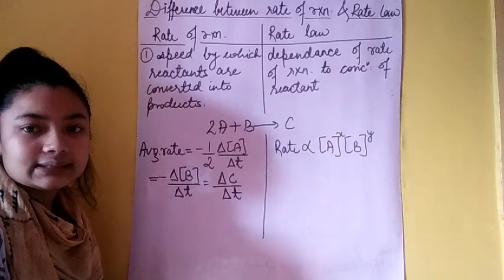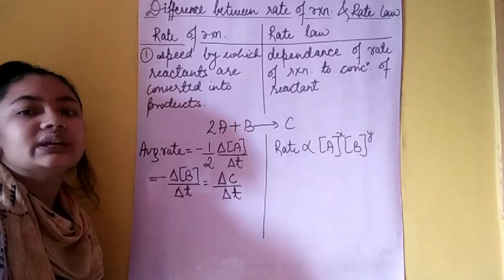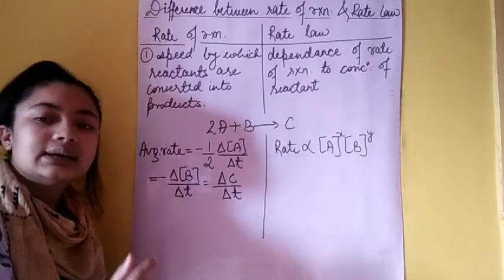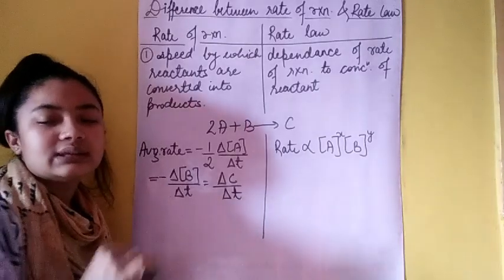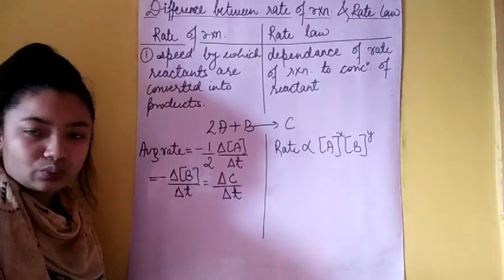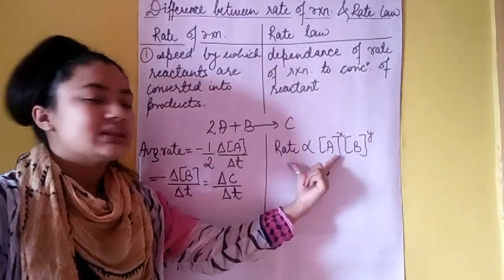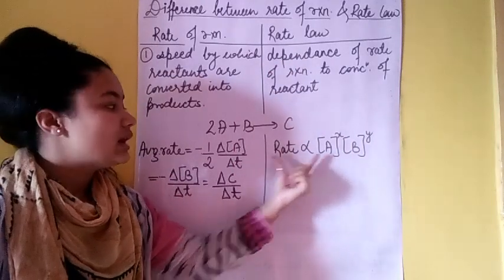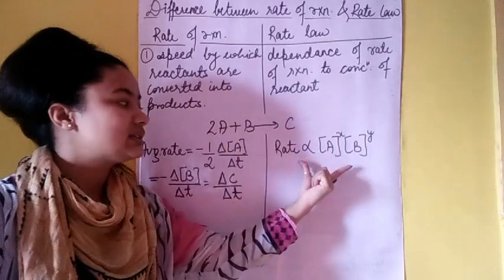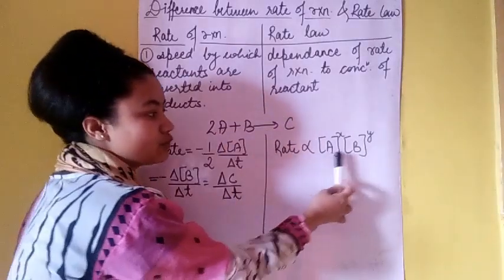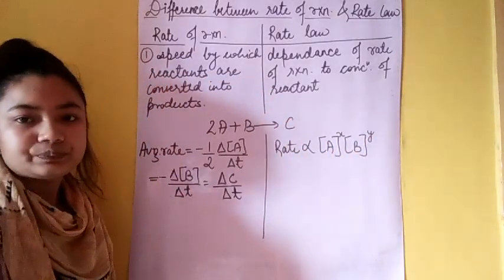The rate law tells about the dependence of the rate of reaction on the concentration of reactant, that is, how the rate of reaction depends on the concentration of reactant. If the concentration increases, the rate increases, and if it decreases, the rate decreases. The rate law is a general mathematical form. For this particular reaction, what is the rate law? It is directly proportional to the concentration of reactant raised to the power of some exponent.